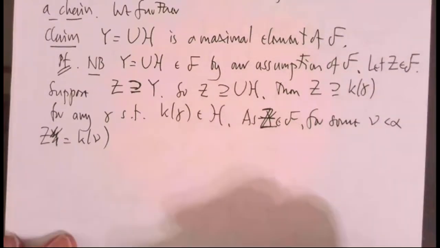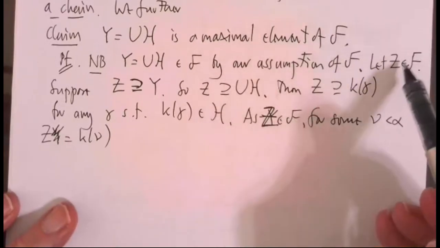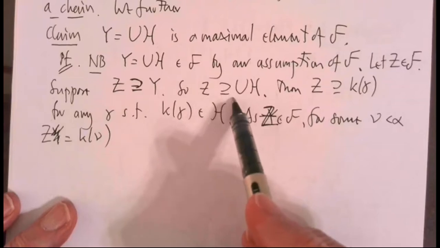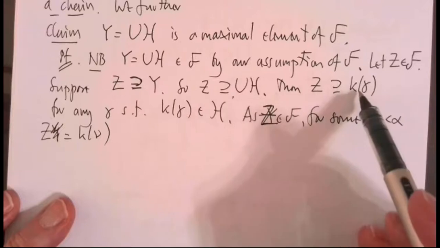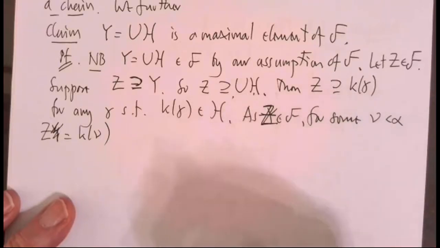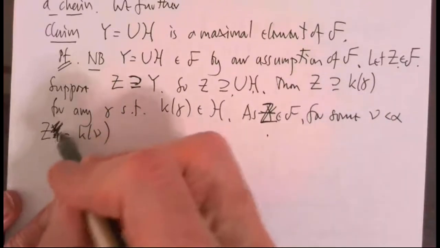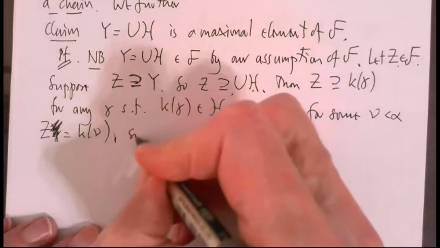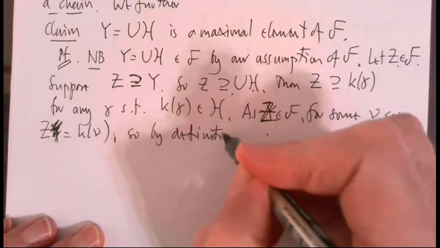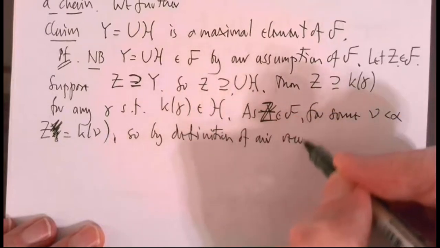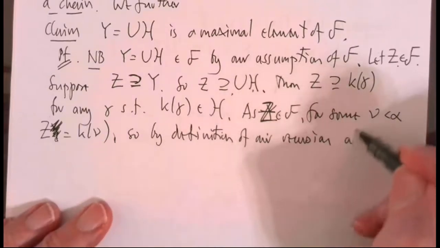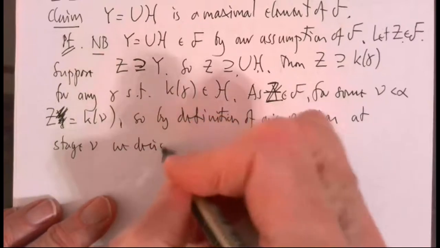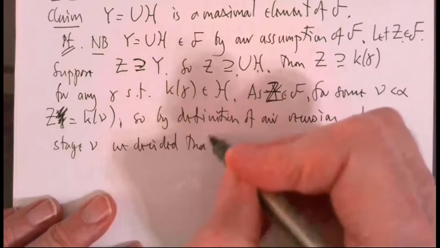I should perhaps have been more careful to specify. We're looking for maximal elements of F. So I pick another element of F. And I suppose it contains Y, and we'll show that it equals Y. It contains, well, this is just Y again, right? So it contains all of the K gammas that we put into the chain H. But because it's an element of F, it itself is some K nu. So actually, in the stage nu of the construction, we considered this Z here. So by definition of our recursion, at stage nu, we decided that Z was in H here.